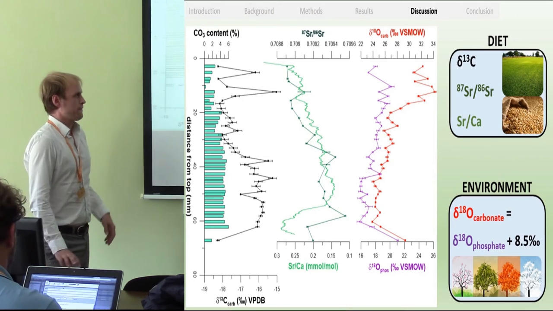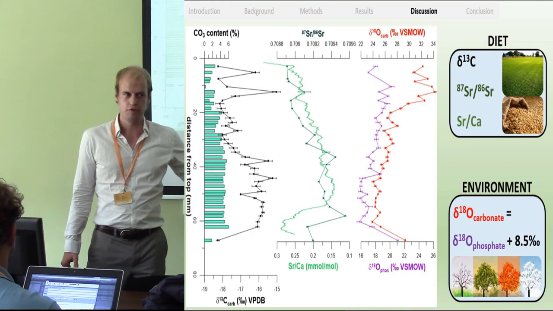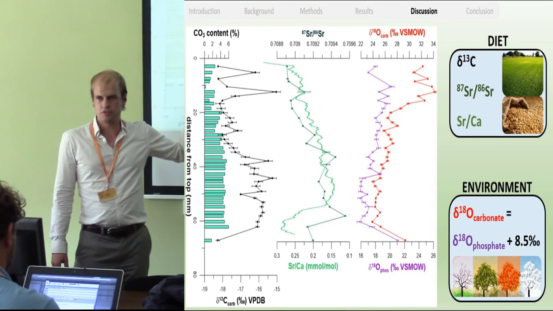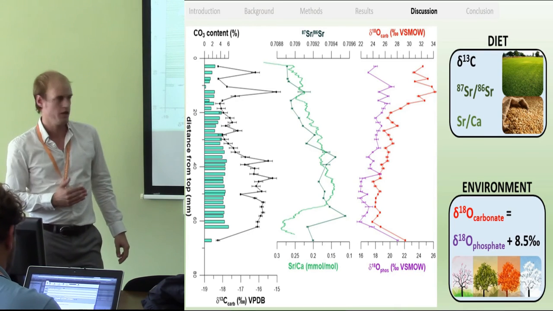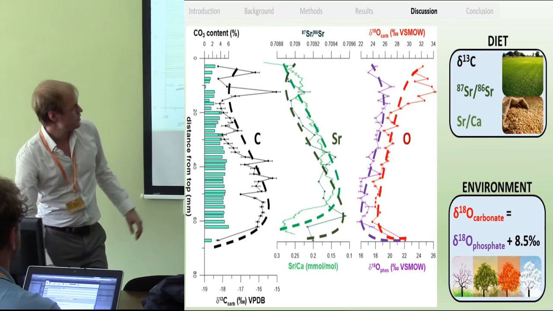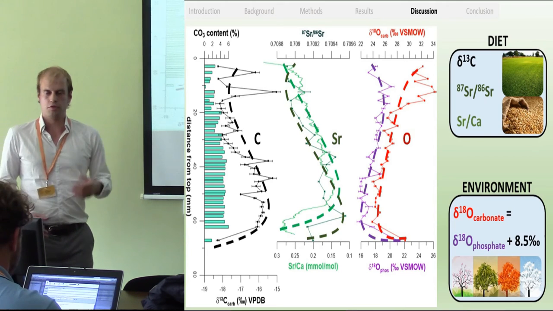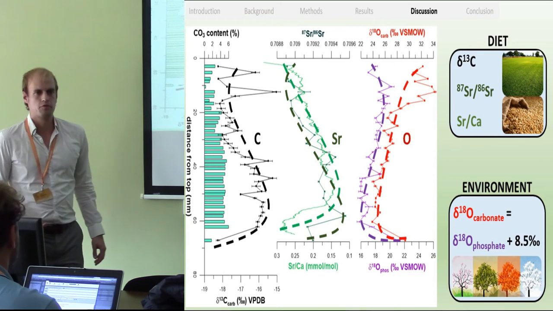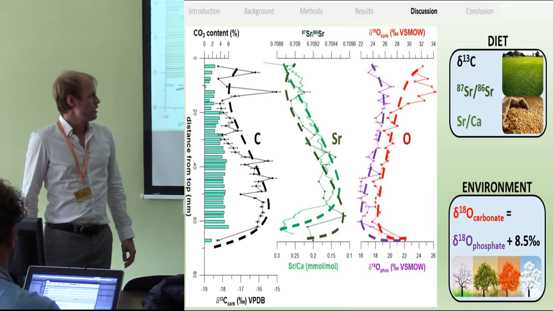So, if you sum it all up with the strontium isotopes and the oxygen isotope phosphates, you see that the strontium isotopes, as well as the strontium calcium ratio, which is in phase with the other trace elements, follows a similar pattern to the carbon isotopes, which leads us to assume, for now at least, that it's probably a diet-controlled signal, so just elements in teeth over time.